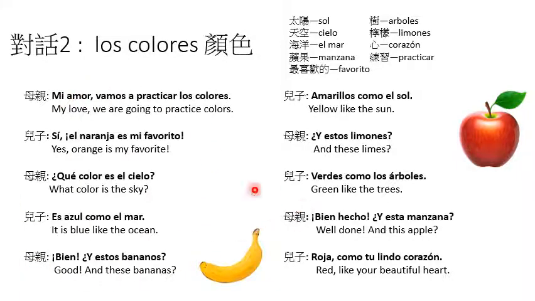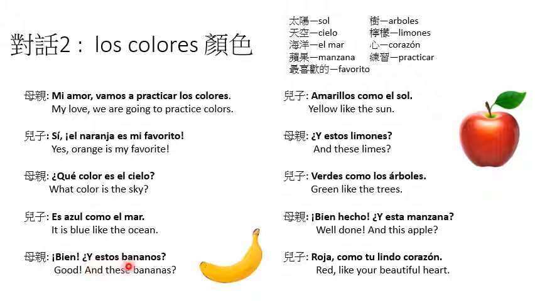So please read this dialogue first, right? It's between a mother and her son, and then we'll listen to it, right? So you can see the sentences are getting longer, right? It should be a little bit difficult. I'll just read a couple of sentences to you before we start. So mother says, mi amor. Vamos a practicar los colores, right? We are going to practice the colors. Sí, el naranja es mi favorito. Orange is my favorite color. ¿Qué color es el cielo? Right, what color is the sky? Es azul. Remember, es is from ser, right? Es azul, como el mar. It is blue like the ocean.